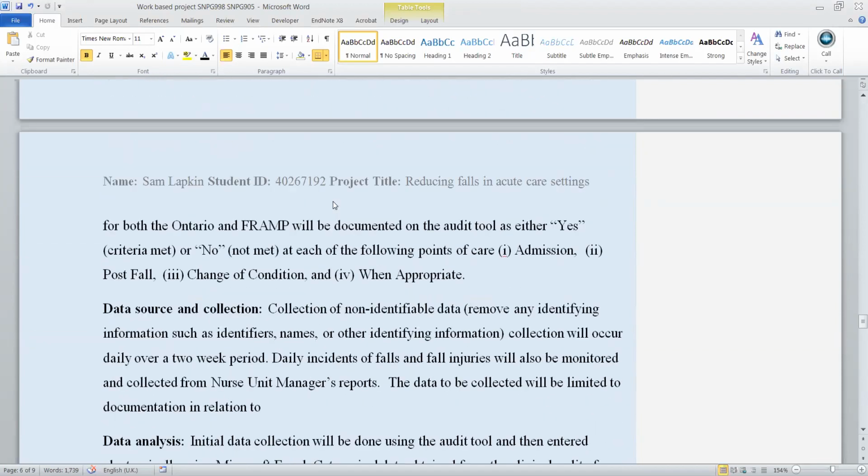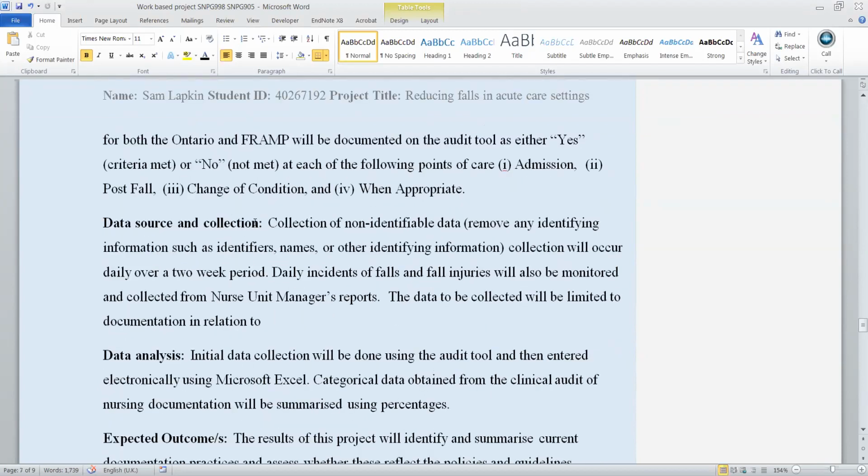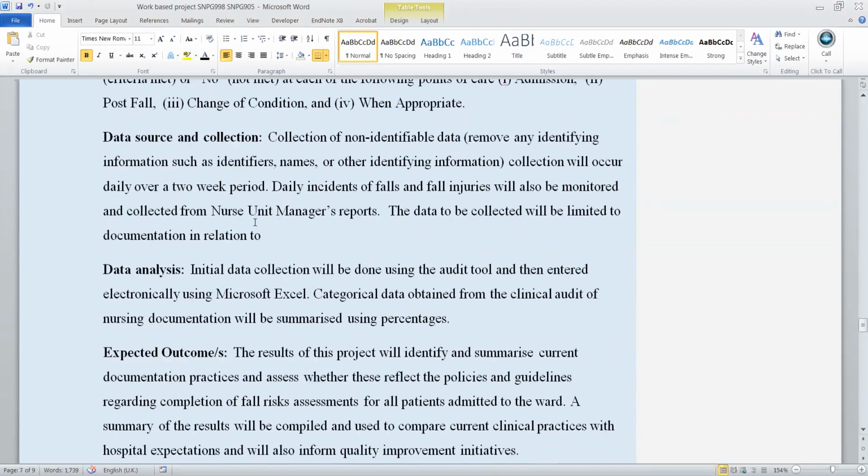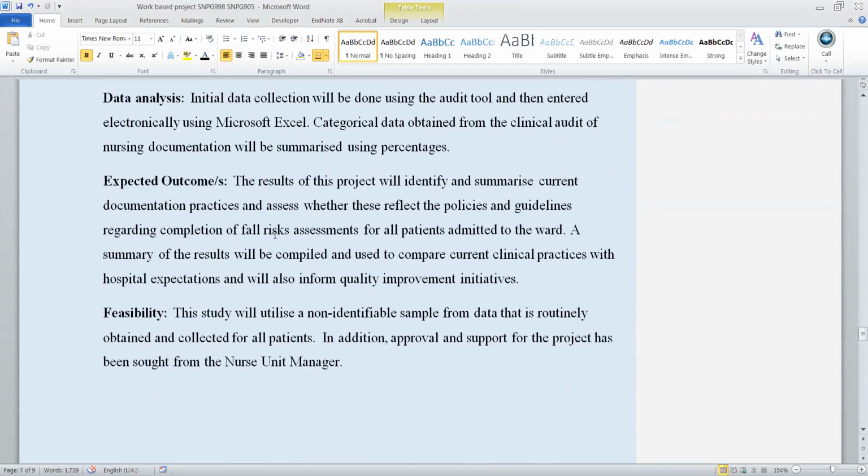Okay, and as I've said, the audit tool will just say yes if the criteria is met, the patient was assessed and it was documented, or no if it wasn't met. And the different care points: the admission, if a patient sustained a fall, when there's a change in their condition, or whenever it's appropriate, is expected. Data collection and data source, as I've said, will be limited to information related to the falls.